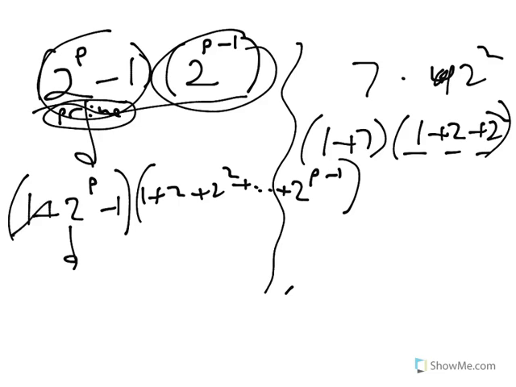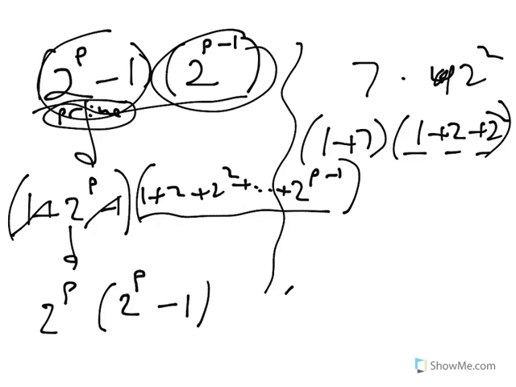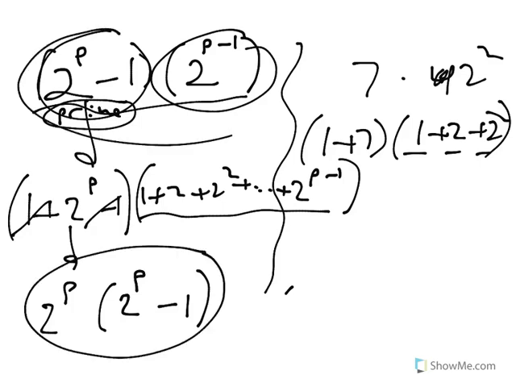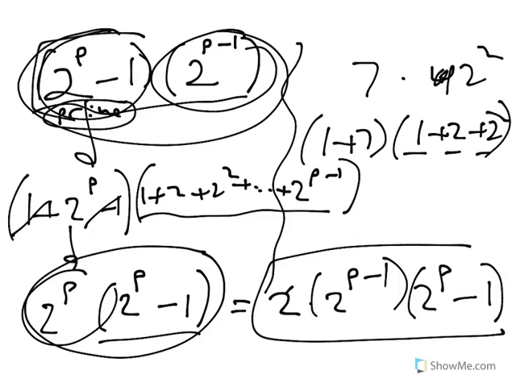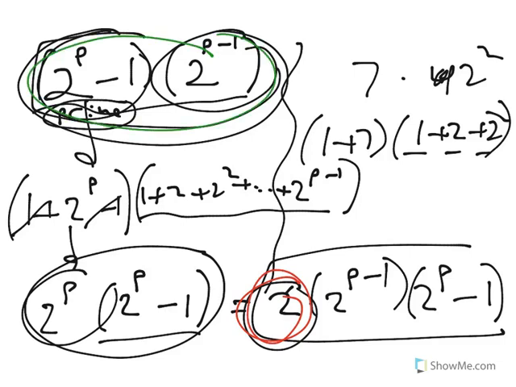Well, this guy, the 1's cancel out, it becomes 2 to the p. And this guy, there's the rule that the sum of the powers of 2 is equal to the next power of 2, minus 1. So this here is the sum of all the factors of this thing. But I can take this 2 to the p and write it as 2 times 2 to the p minus 1, and leave this guy alone. And what we see here is that the sum of the factors is double the original thing.